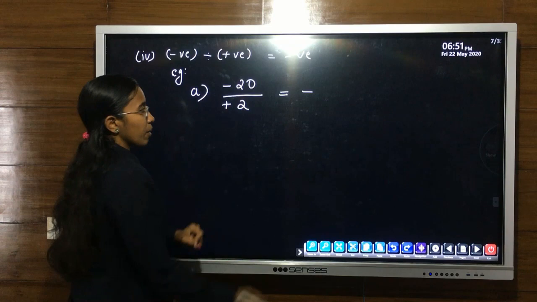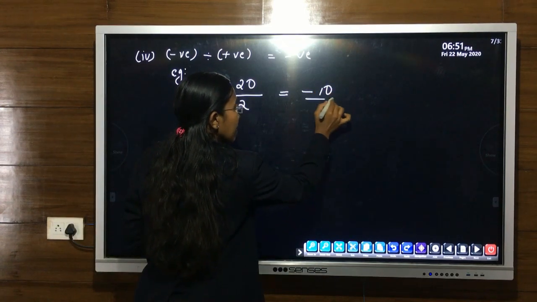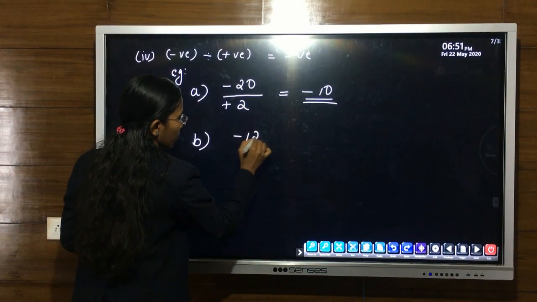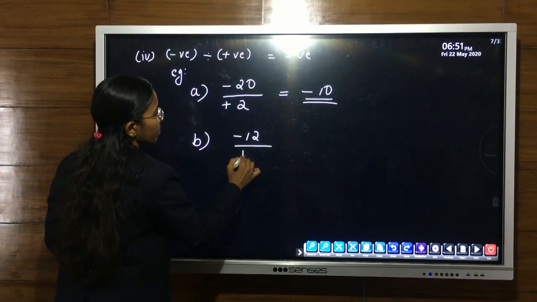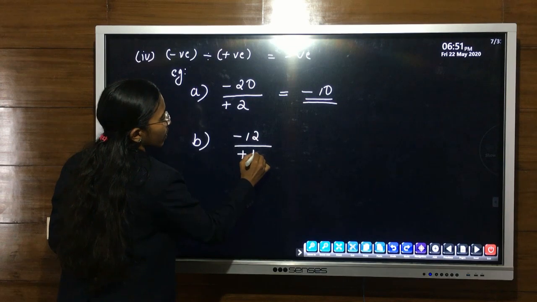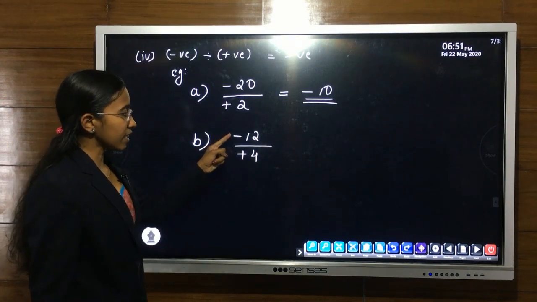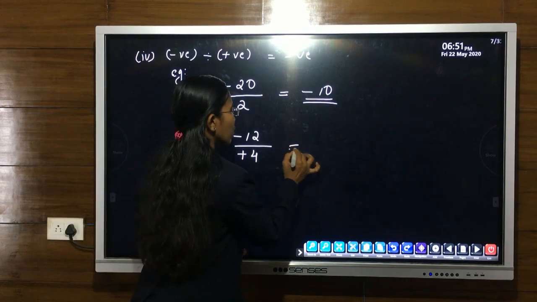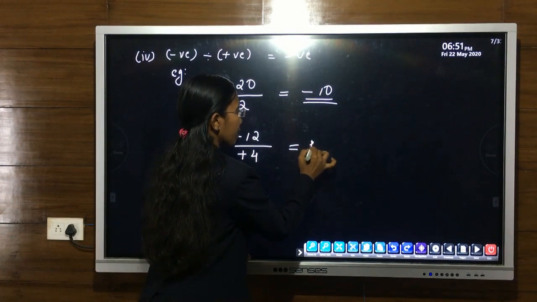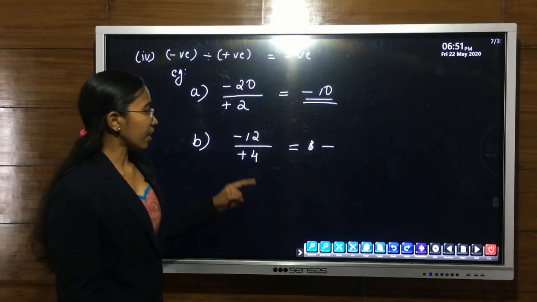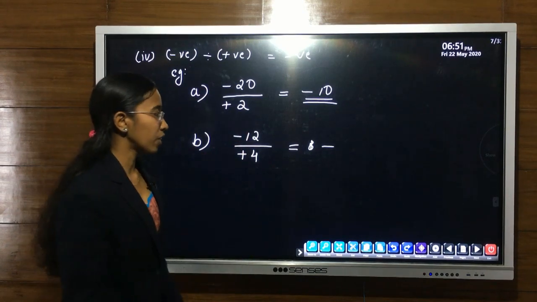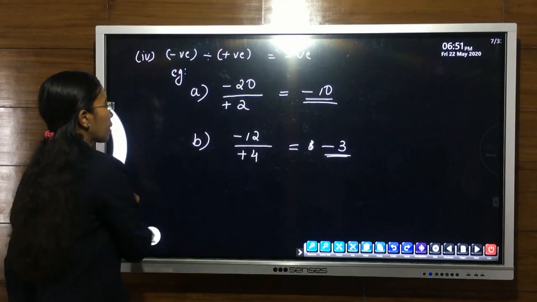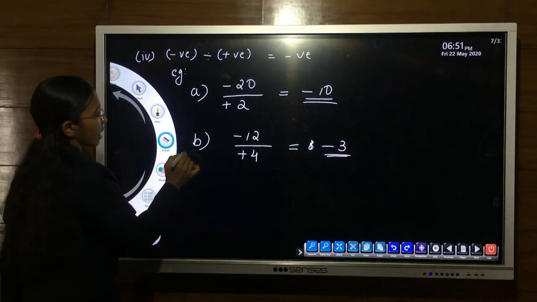And what is 20 divided by 2? 10. So here our answer is minus 10. Same way, minus 2 divided by plus 4. First one is a negative integer and the second one is a positive integer. So our answer is always negative. And 12 divided by 4? 12 divided by 4 is 3. So our answer is minus 3.